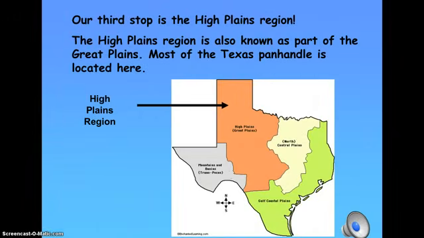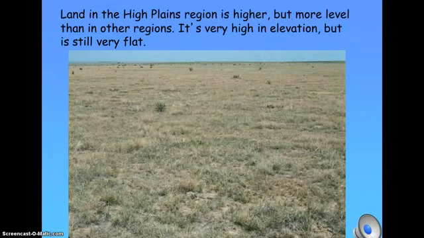Our third stop is the High Plains region. The High Plains region is also known as part of the Great Plains. Most of the Texas Panhandle is located here. Land in the High Plains region is higher but more level than other regions. It's very high in elevation, but it is still very flat.